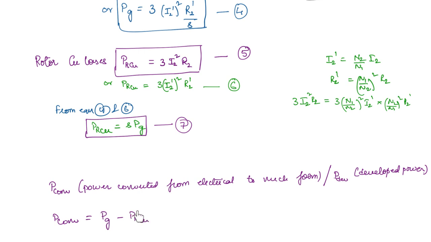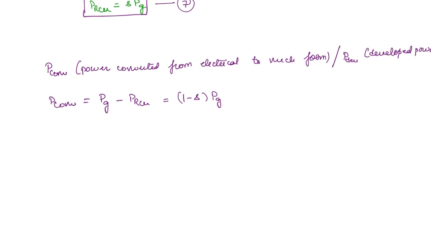But we know that rotor copper losses can be expressed as S times PG from equation 7. So here you can write, this is equal to 1 minus S times PG. So this is one equation. P converted is equal to 1 minus S times PG. This you can take as equation 8.